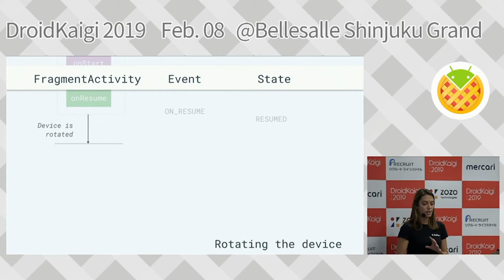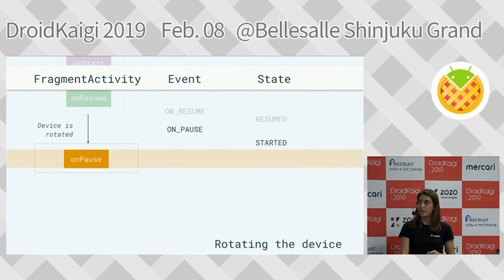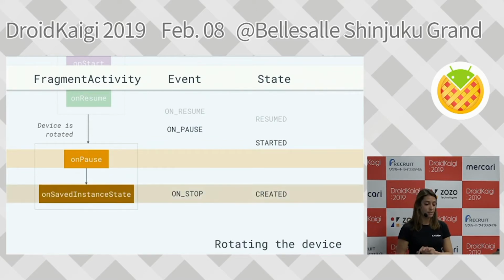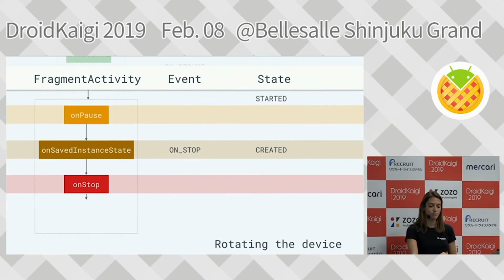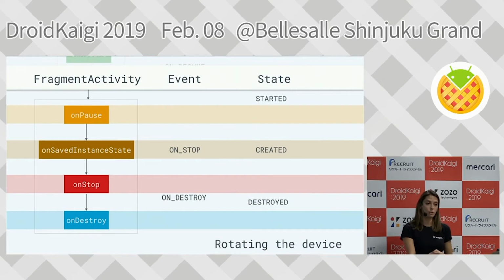I think the interesting things actually happen when, for example, the device is rotated. So let's say that our activity is opened and we've passed through all of these onCreate, onStart, onResume methods. So now our device was rotated. Then the onPause event is triggered, the state moves to started, and then the onPause method from the activity or fragment is called. Then the lifecycle state changes to created, and the onStop event is dispatched when the onSaveInstanceState method is called. Then the onStop method gets called. And right before onDestroy, the onDestroy event is triggered.